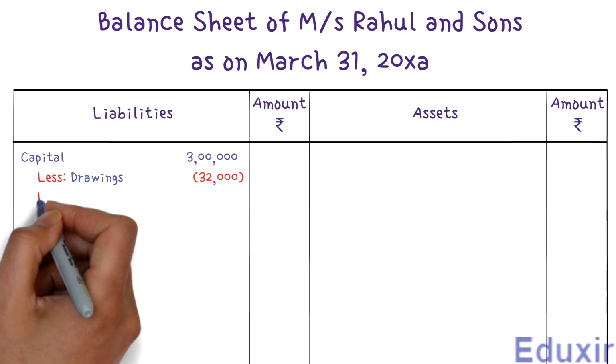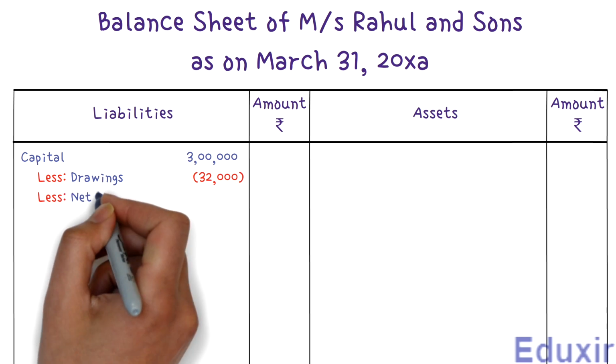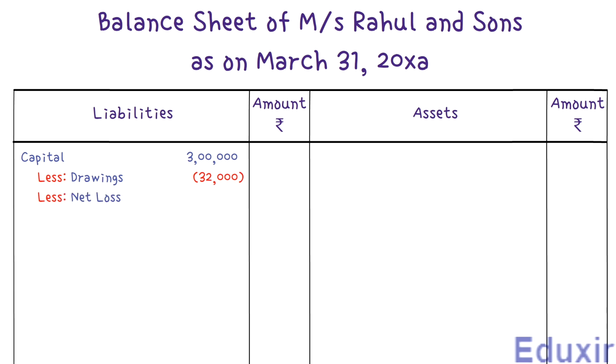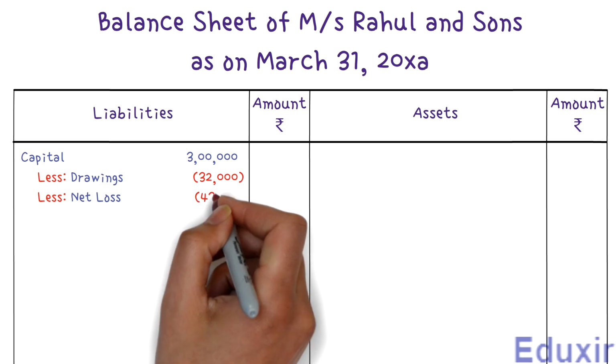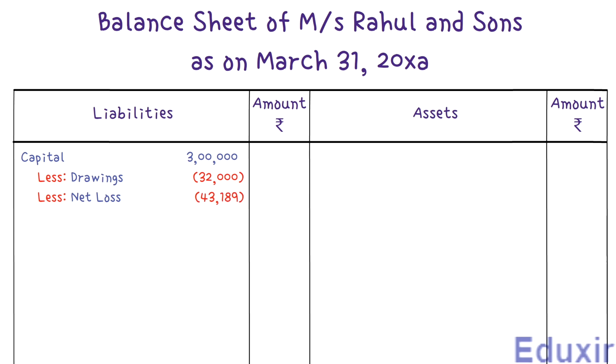So let's write less net loss under the capital. Let's then write the net loss amount of 43,189 rupees. Note that this amount should be subtracted from the capital.